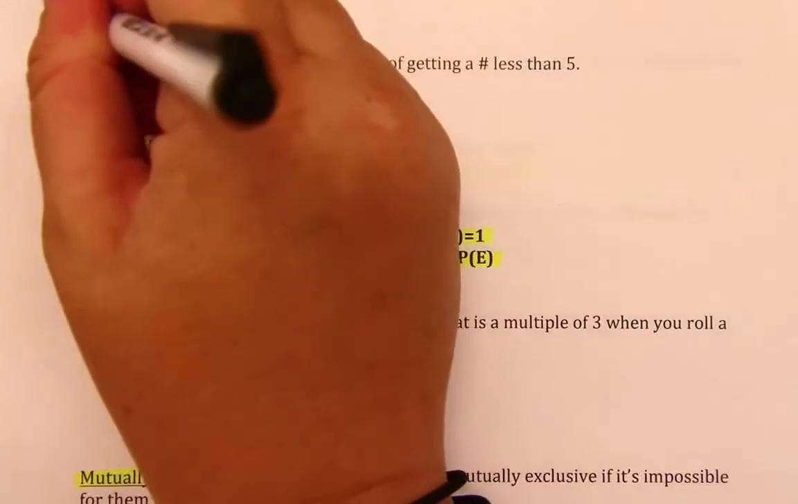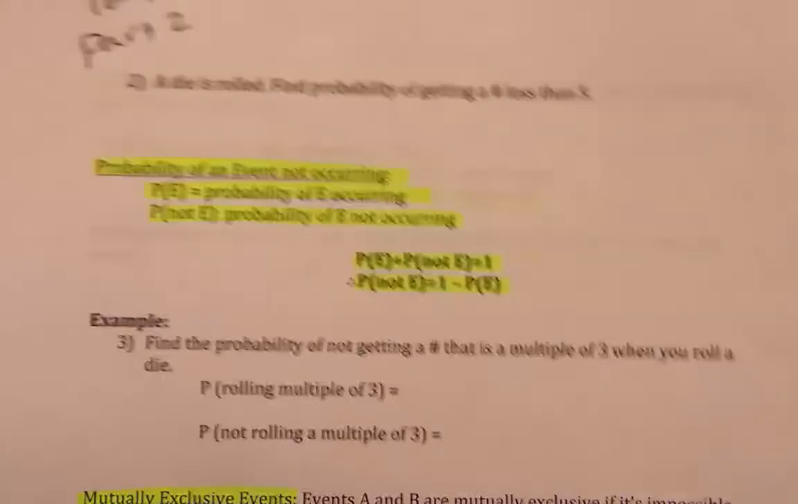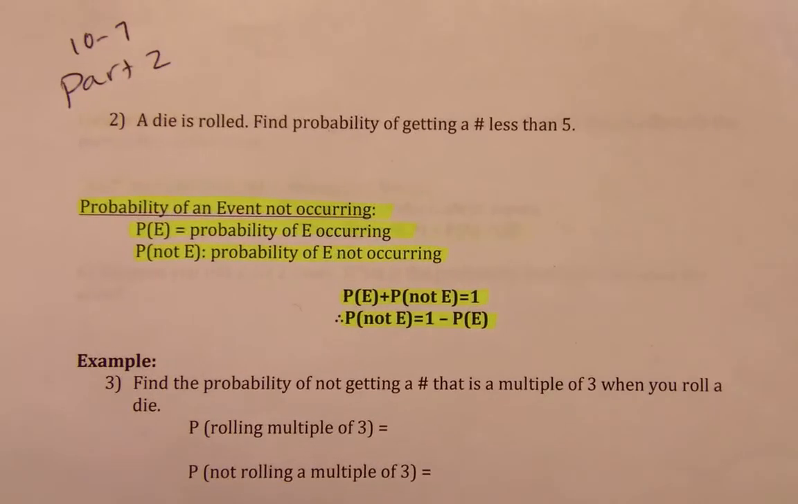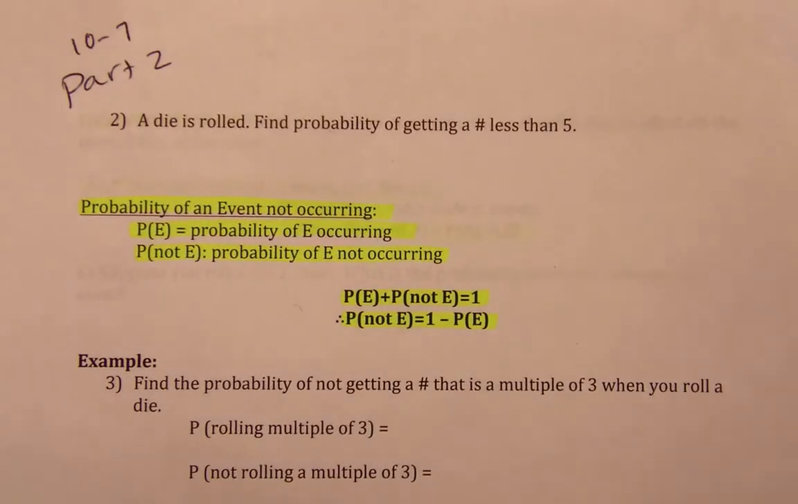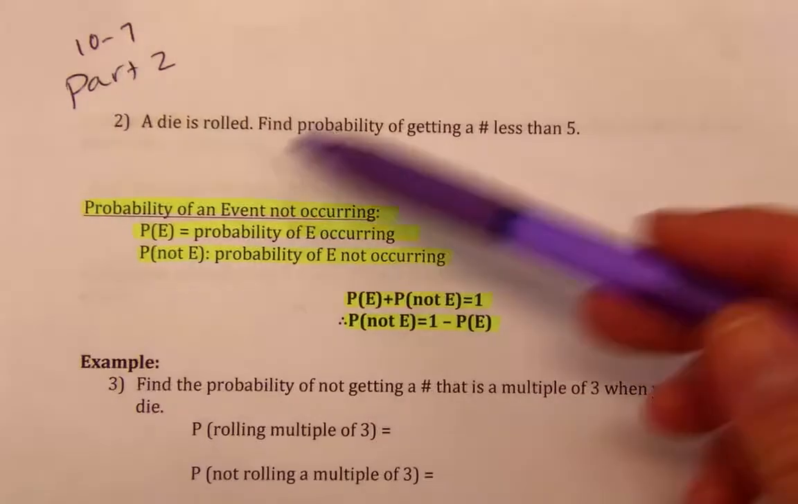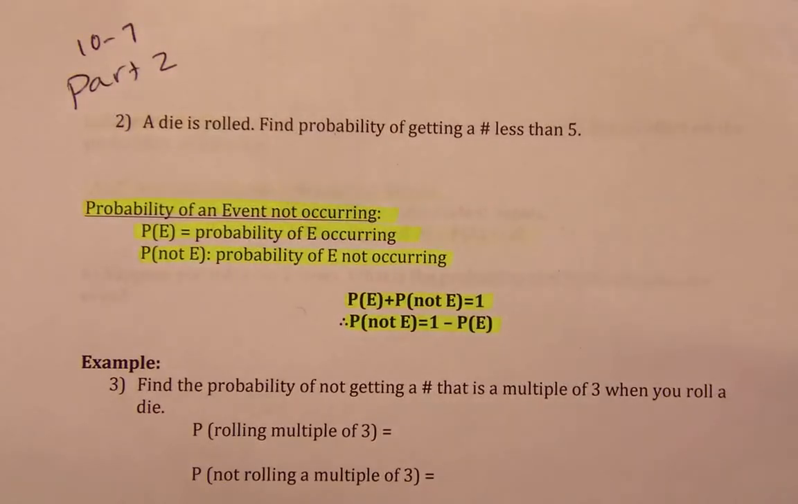Okay, so this is part 2 of 10-7, and we're going to be finishing up our section on probability. So this first example, or I guess this second example here, it says a die is rolled. Find the probability of getting a number less than 5.